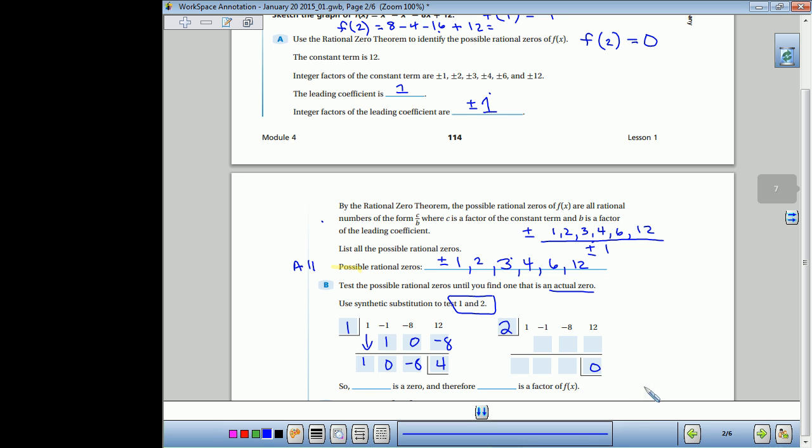Okay, so for all of the possible zeros, we can plug all of them into the equation and find the actual zeros. You could, but you don't always have to plug them all. You'll see in a minute. Sometimes there's quicker ways.